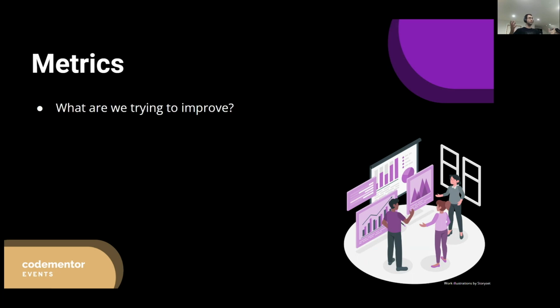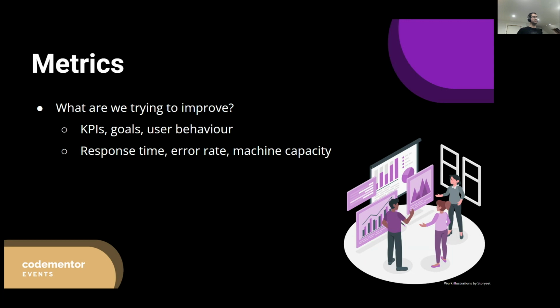So one question: what are we trying to improve? I could think of a few things. It could be KPIs, goals, user behavior, things that are valued by the company, metrics that drive the company forward. But it could also be some technical things like the response time, the error rate, machine capacity. All of those are valid metrics. And we need to understand what we are trying to improve.